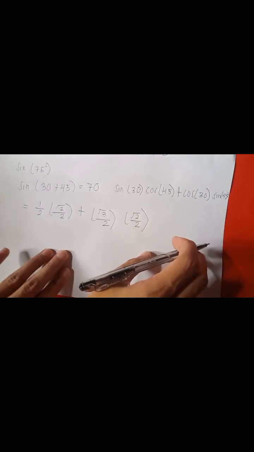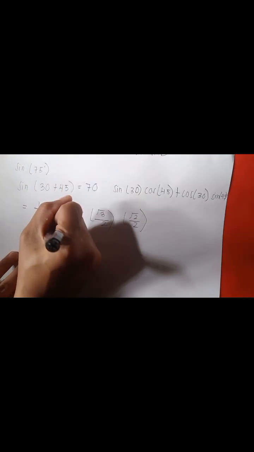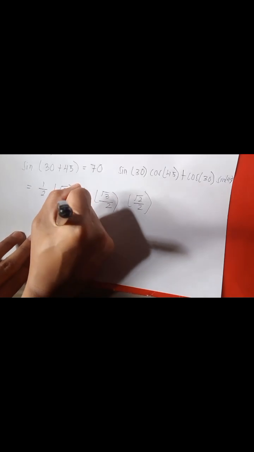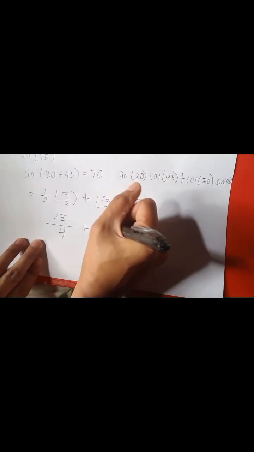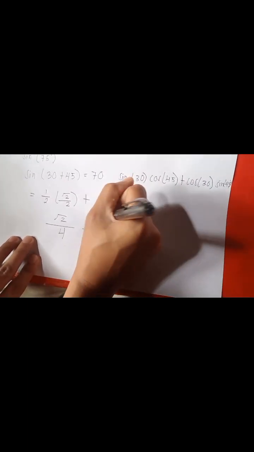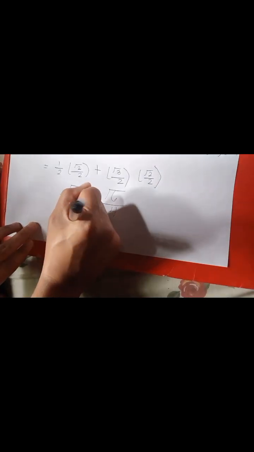So 1 times 2 equals 2, square root of 2, 2 times 2 equals 4, plus 3 times 2 equals 6, 2 times 2 equals 4, square root of 6. So we can combine this to a single fraction. So the final answer is radical of 2 plus radical of 6 over 4. So this is the final answer.